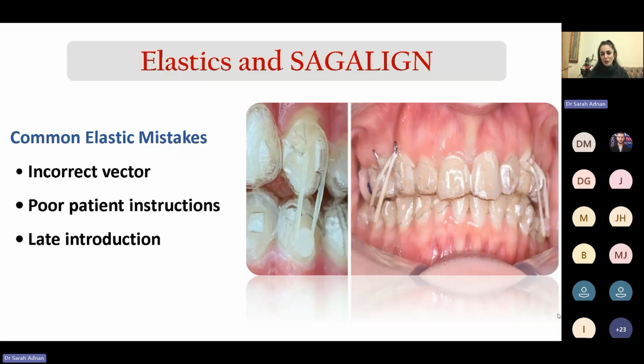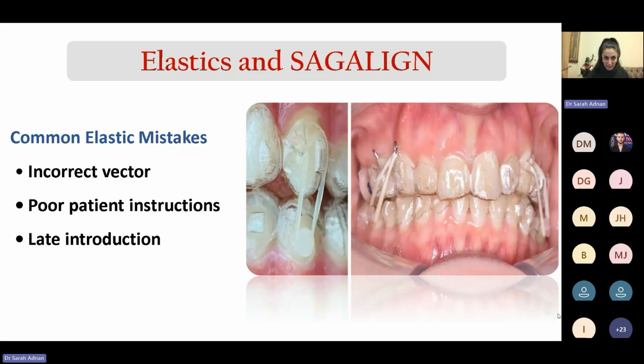Poor patient instruction. As we said, the patient should be compliant and should use elastics consistently with the clear aligner. If the patient did not use the elastics consistently, that will lead to an ill-fitting aligner and decrease the treatment efficiency.